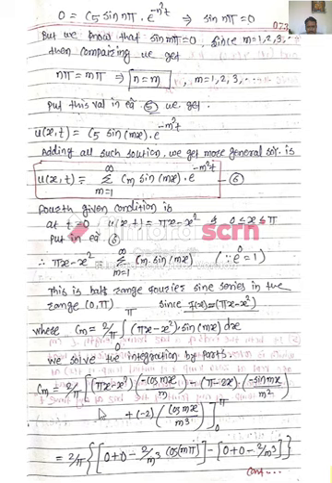After integration by parts, Cm is equal to 2 by π times [(π x − x²)(−cos(mx)/m) − (π − 2x)(−sin(mx)/m²) + (−2)(cos(mx)/m³)], where the limit is from 0 to π.